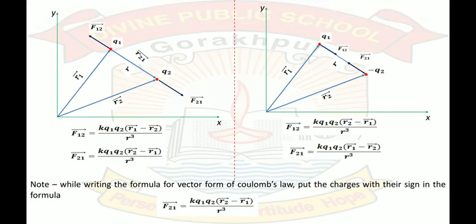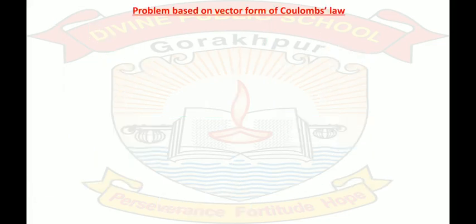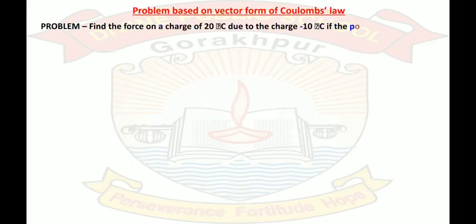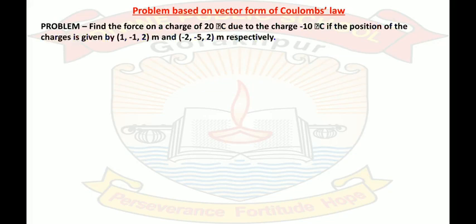Now let us solve a numerical on the basis of Coulomb's vector form so that we can understand. Let us take a question. Find the force on a charge 20 microcoulomb due to the charge minus 10 microcoulomb if the positions of the charges are given by (1, -1, 2) meter and (-2, -5, 2) meter respectively. These are the coordinates which have been given. Now if the coordinates are given, we come to know the position vectors. From the position vectors we can easily get the force by using the vector form of Coulomb's law.